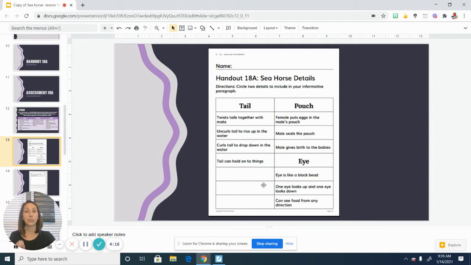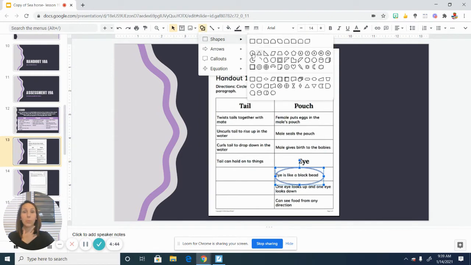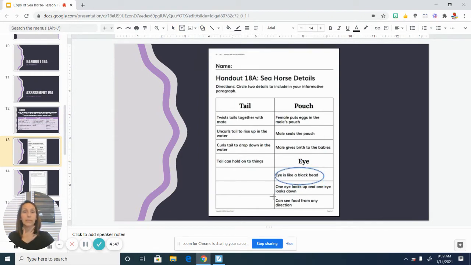So once you find your section, then you want to pick 2 details from this handout that you want to include in your writing. So if I am choosing the eyes, I am going to first write that their eye is like a black bead. So I'm going to circle that detail. Eye is like a black bead. I think that's pretty interesting. And then my other detail, I'm going to pick one more. I'm going to say that they can see food from any direction. I think that's pretty interesting. They can see food from any direction.